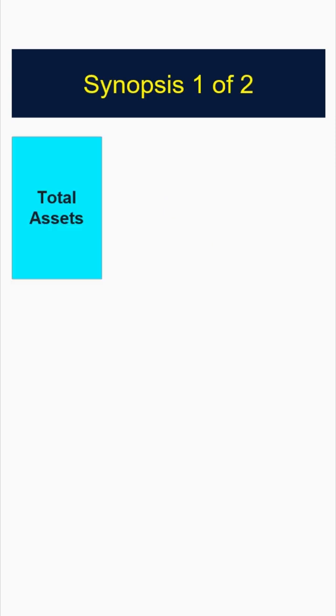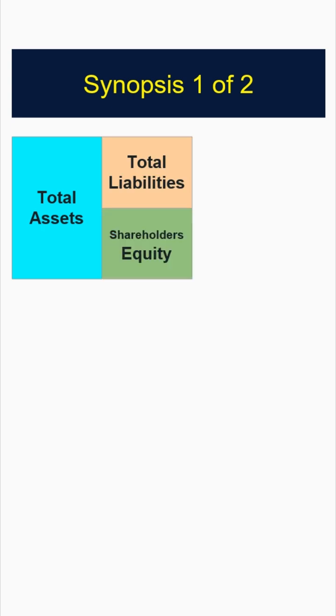Moving on to synopsis now. Synopsis part 1 of 2. Balance sheet's one half shows total assets and the other half has two components, total liabilities and shareholders equity. Sometimes you will just hear assets, liabilities and equity. Here, just to start with, I have given you the full names. Total assets, one half of the balance sheet. Total liabilities and shareholders equity is the other half of the balance sheet.